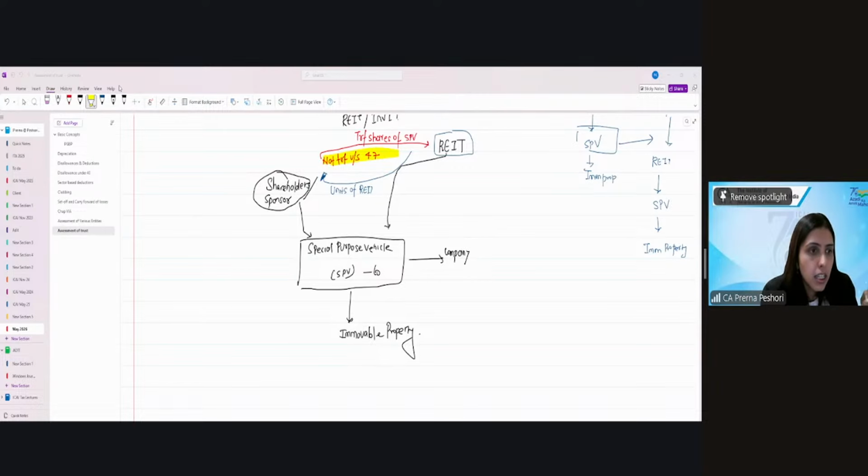So when the shareholders transfer the shares of the SPV to the real estate investment trust, in that particular case, it will not be regarded as a transfer. There is a specific exemption for this under section 47 of the Income Tax Act. So there will not be any capital gain in the hands of the shareholder. Clear? Up till this point, clear?